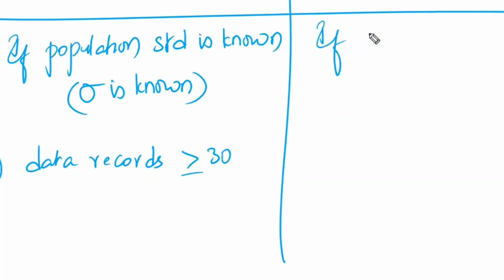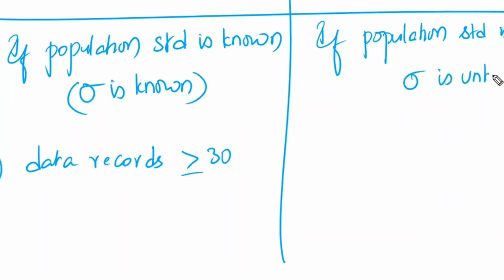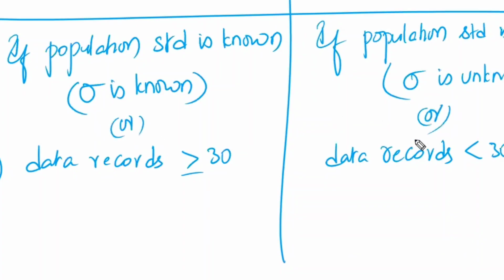If the population standard deviation is unknown, that means sigma is unknown, then you have to apply the T test only. And if the data records, the samples, are less than 30, you have to apply the T test only. If the data records are more than 30, at least any one condition satisfied is also okay.